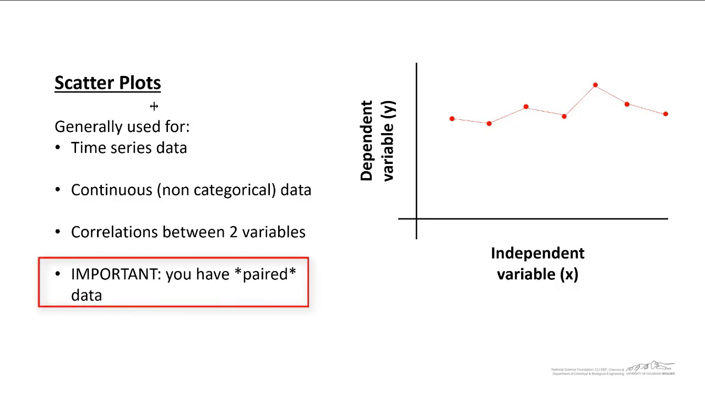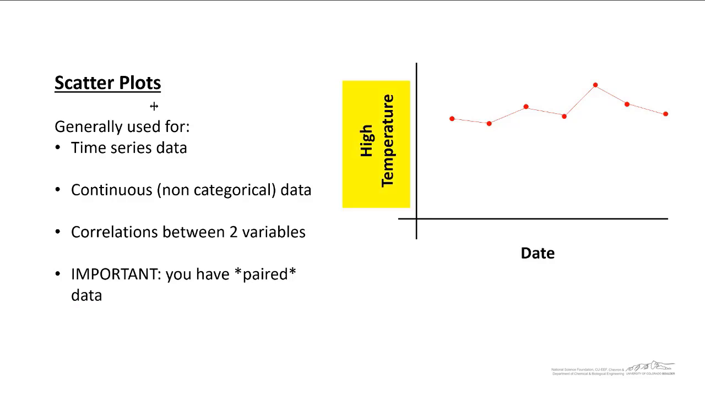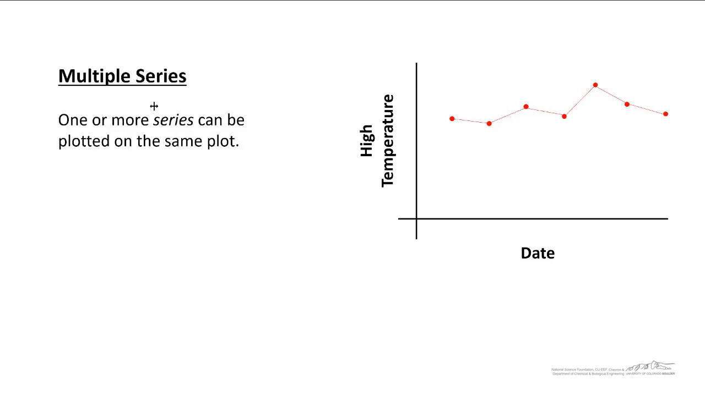Each point here represents some combination of the independent variable value and a dependent variable value. An example would be the high temperature as a function of the date. There's lots of other examples that you guys have undoubtedly been exposed to over the last couple years. You can plot 1 or more series on the same plot.